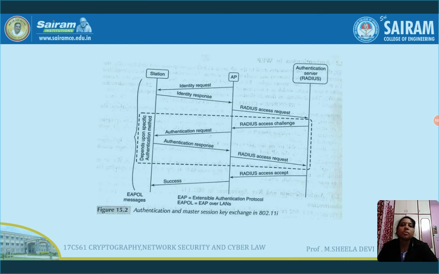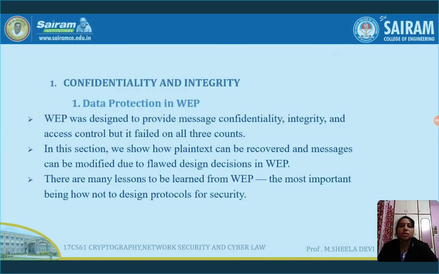Now this is from the station. The first RADIUS access request was from the access point. So then RADIUS accepts, and it gives success. So like this authentication is done in IEEE 802.11i. Then what about confidentiality and integrity?